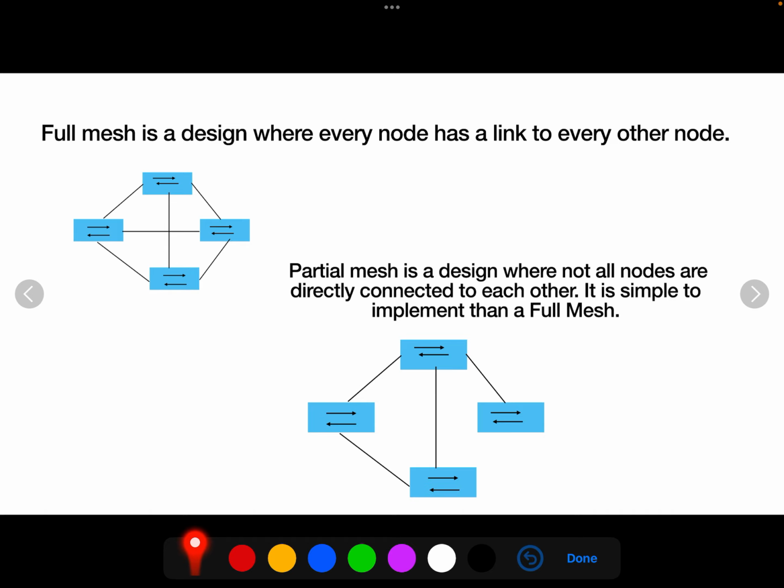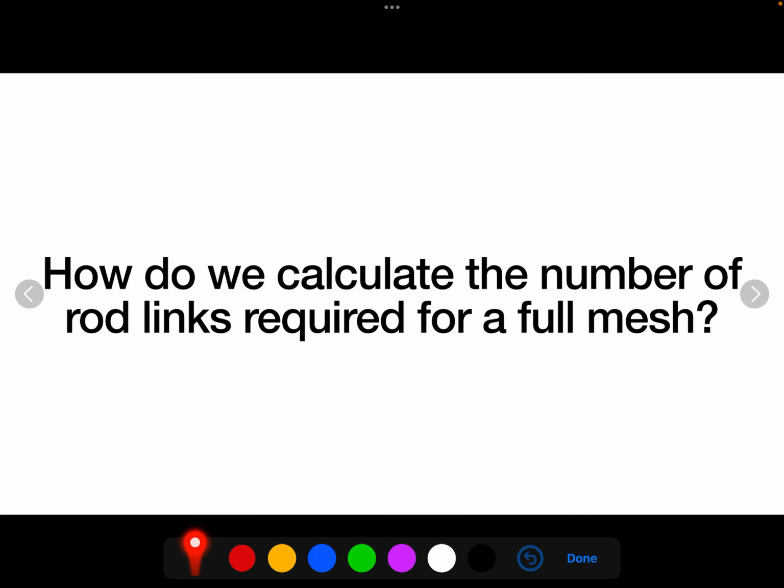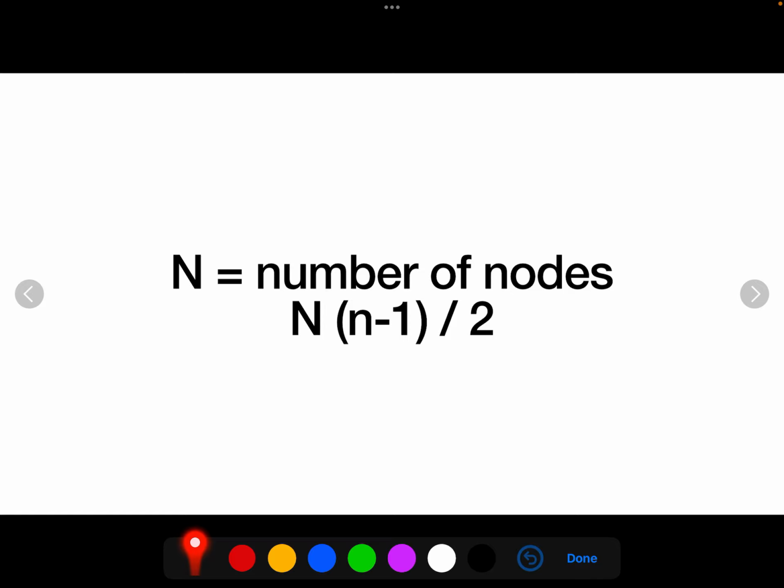Now, when it comes to full mesh, there's an important formula. There's a formula to calculate the number of links required for a full mesh, a very formal formula. So n is the number of nodes. So we do n, and then in brackets n minus 1, divided by 2. This is our formula. It's very, very important to note down.